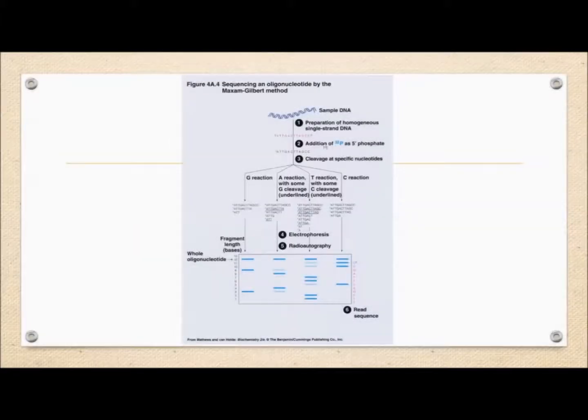Let's say, for example, you've got a sample DNA, and that's the fragment, right? ATTGAC, okay? That's the fragment that we're required to sequence, whose primary structure we want to determine. The first thing is we add a P32 at the 5' end. So now this is radioactively labeled. Okay, now you want to cleave at specific sites.